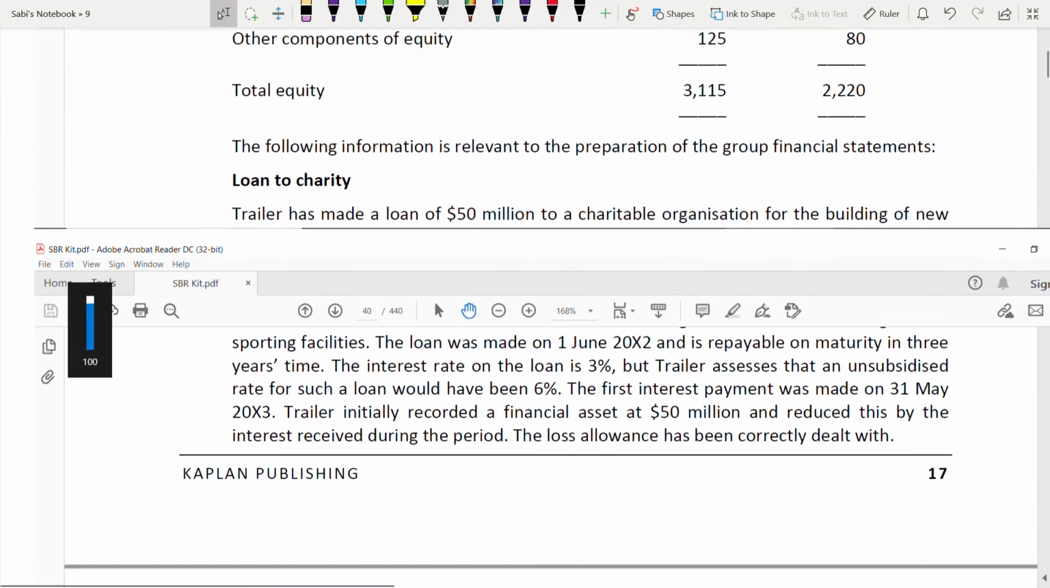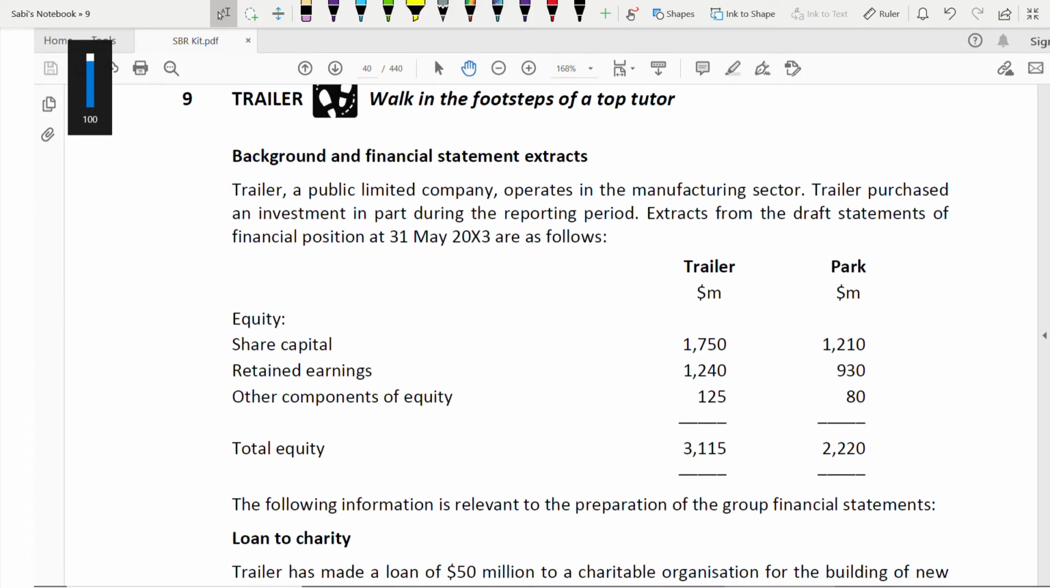Okay. Now you have this option. Okay. Most of the candidates ask me how to answer an SBR paper. Okay. From the beginning, they don't know how to start. When they see a question, they get confused, right?